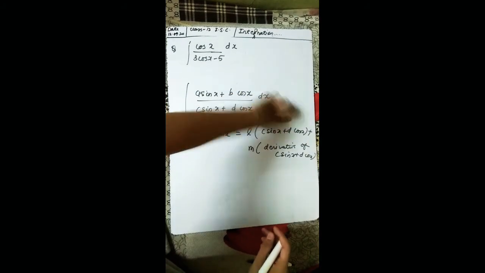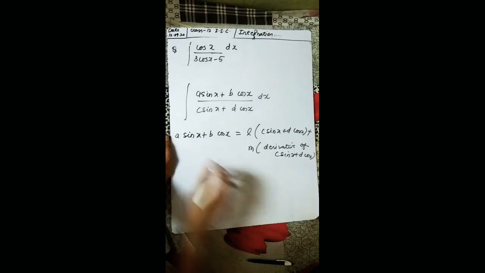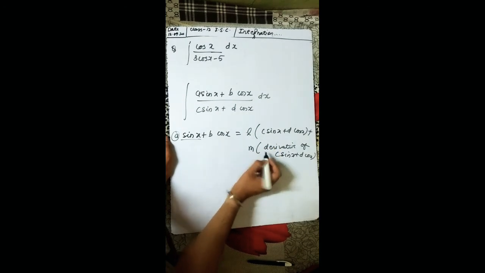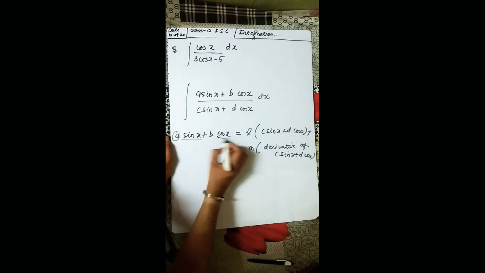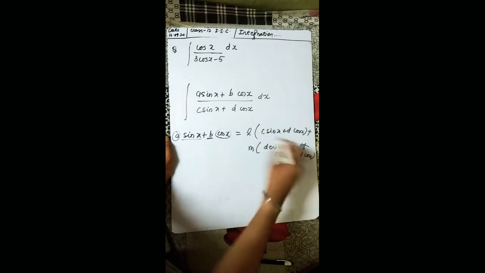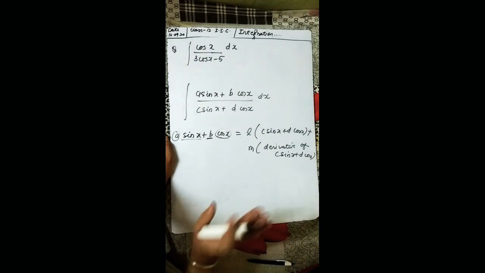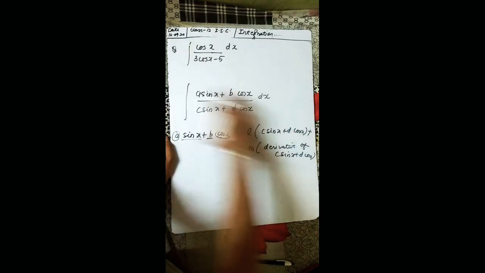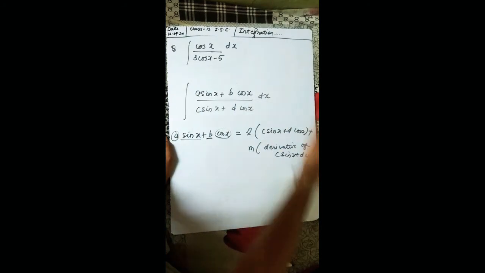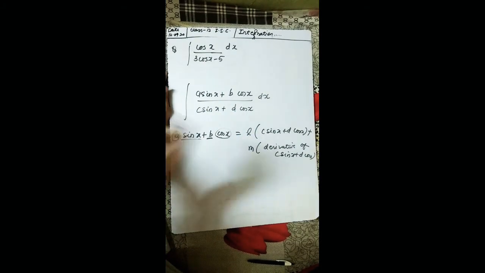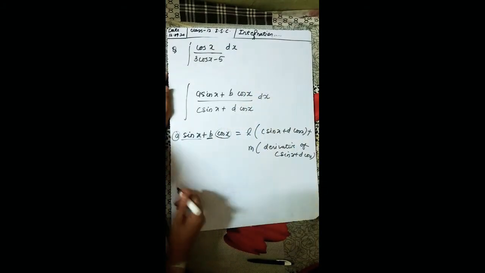When you solve, compare the sine function with this a and the value of this L and M, and compare the value of this cos x with this L and M. If you didn't understand what I've told you, let us come to this question which we have done the other way. So let us do it this way.